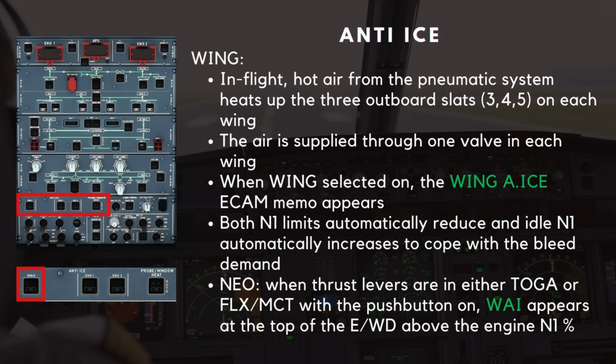Also, both engines' N1 limits automatically reduce, and their idle N1s automatically increase to cope with the bleed demand. On NEO aircraft, when the thrust levers are in either the TOGA or flex MCT detent with the push button on, WAI appears at the top of the EWD above the engine N1%.